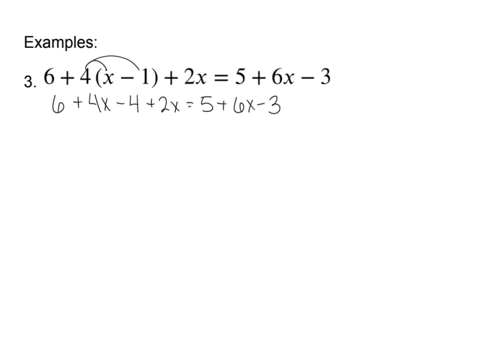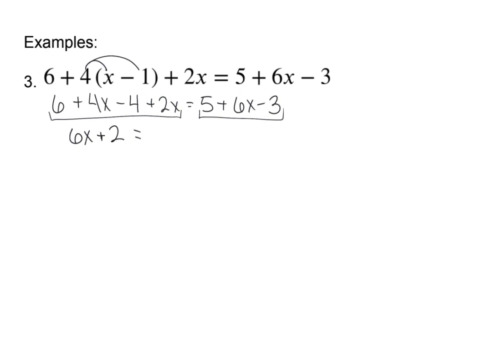Now I'm looking to combine some things. Remember, if they're on the same side, we don't have to do the opposite. We can just stick them together. So on the left side, I see that we have a 4x and a 2x, so we can put those together. 4x plus 2x is 6x. Also on the left side, I see I've got a 6 and a -4, and we put those together and I get +2.